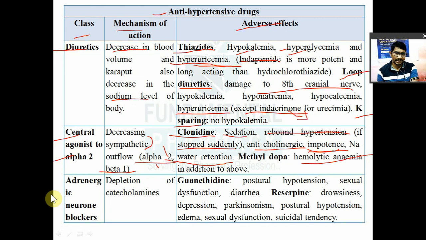Now the third category is adrenergic neuron blockers. What they will do is deplete the catecholamines from the storage site. In that you have guanethidine, reserpine, etc. All the adrenergic neuron blockers have an important adverse effect known as postural hypotension.